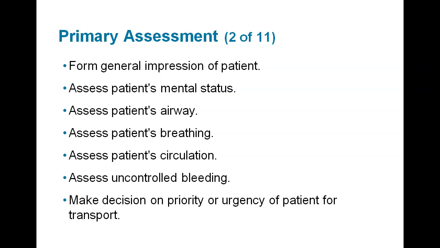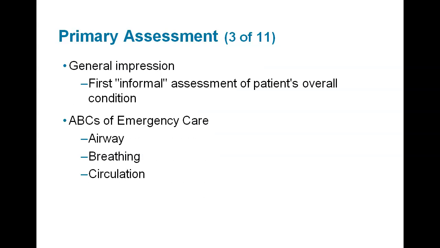So you would assess the patient's mental status during the primary assessment. You're going to assess the patient's airway, their breathing, circulation, and assess any uncontrolled bleeding, and then make a decision on priority or urgency for transport. So again, that general impression is your first informal assessment of the patient's overall condition based on their level of distress or responsiveness. And then the ABCs, you're going to hear that a lot throughout this course. That stands for airway, breathing, and circulation. So we always assess the ABCs during the primary assessment.